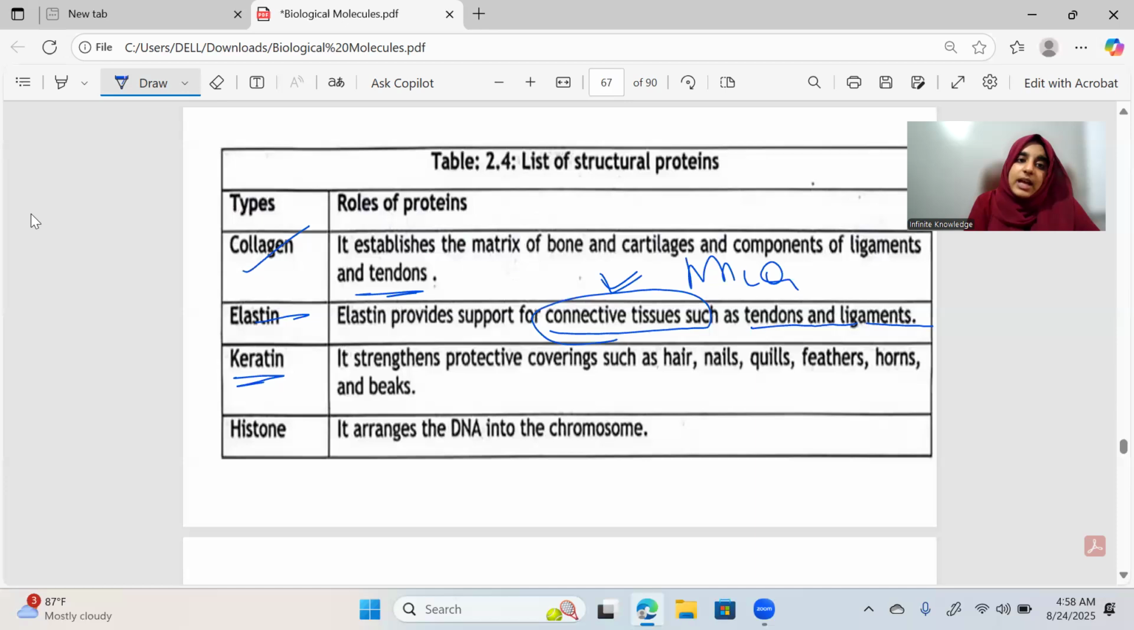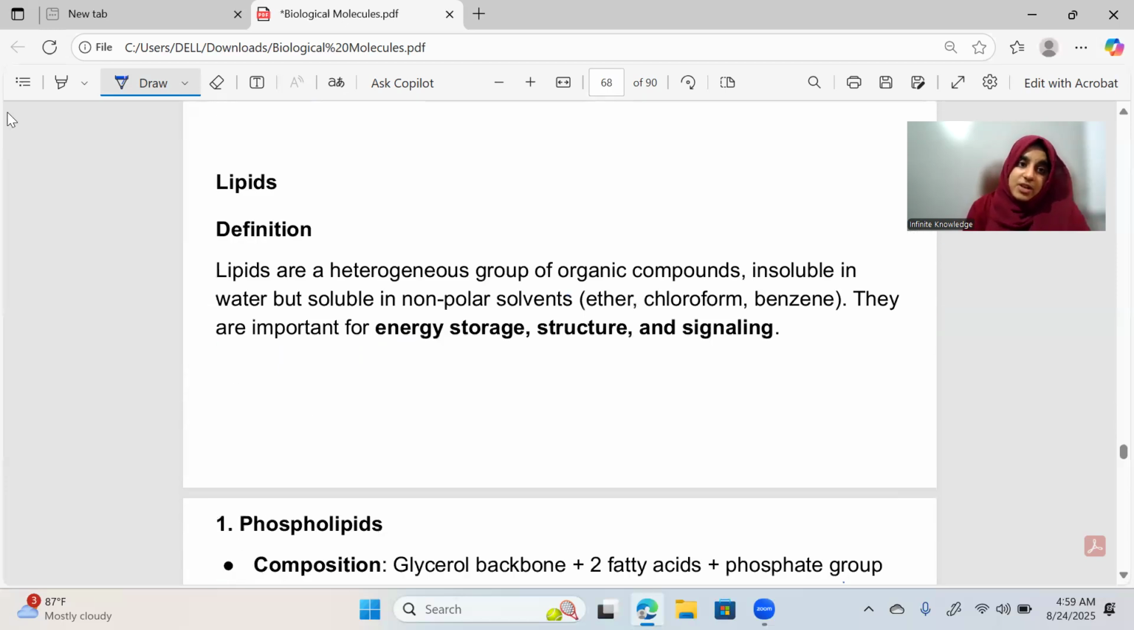Next, we have keratin that strengthens the protective coverings, for example hair, nails, quills, feathers. It is present in beaks. Next, we have histone that arranges the DNA inside the chromosome. So these are the specific functions. You need to remember them from your MCQ point of view.